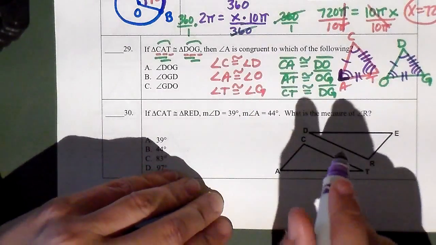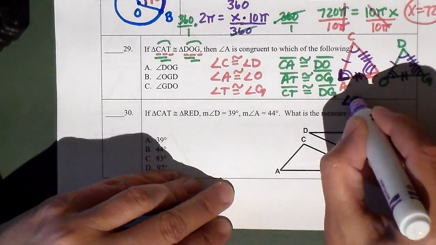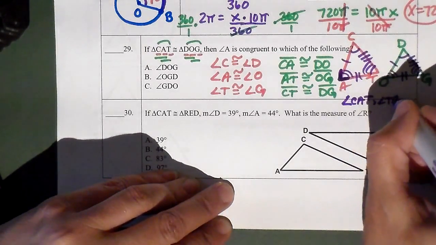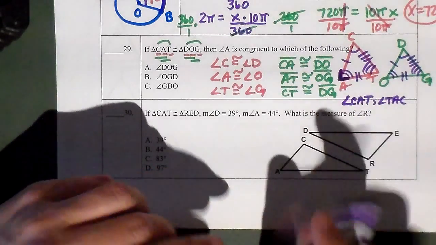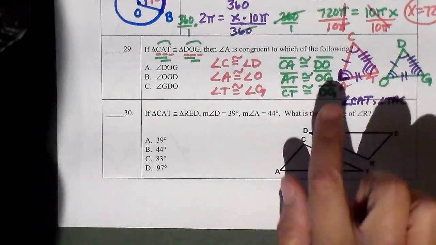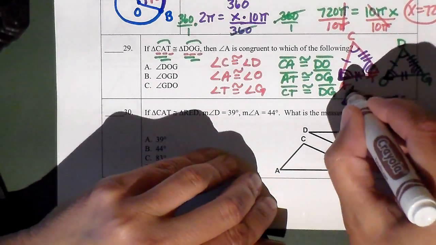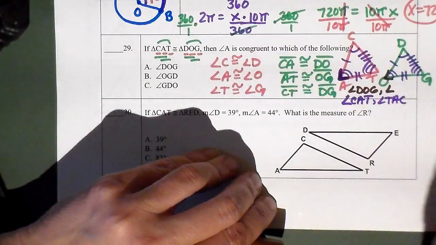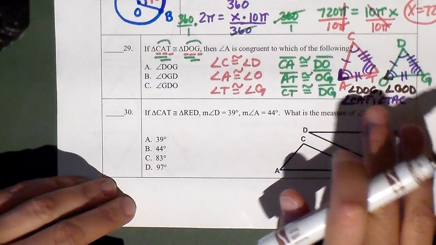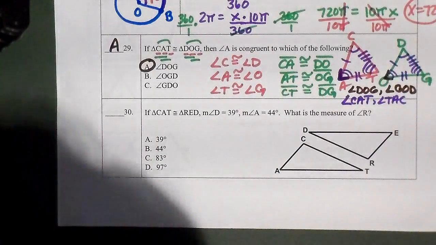How would I name angle A using three letters? There's two ways I could do it. Remember the vertex has to be in the middle. I could call this angle CAT, or I could call it angle TAC. That's the same angle. So which angle is congruent to angle CAT or TAC? Let's look at what matches up over here. Well, A is congruent to O, right? So how do I name this angle? That's either going to be angle DOG, or angle GOD. Everybody say a prayer. So we have angle DOG and angle GOD. So it's going to be A. So that's how you match up the corresponding congruent sides.